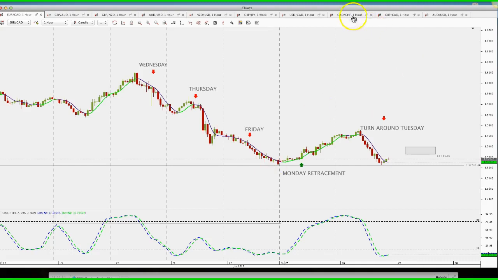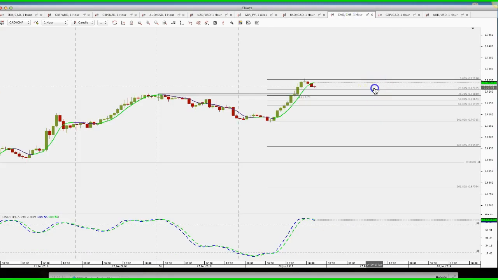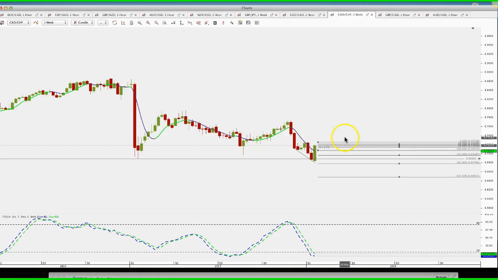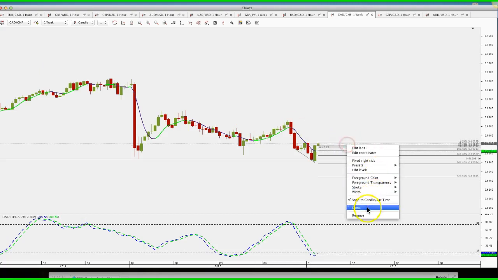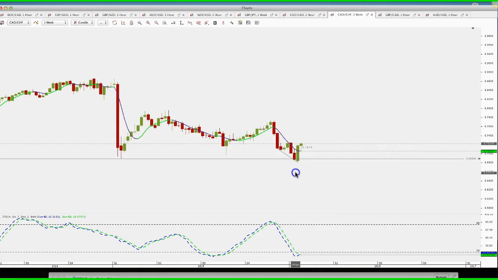Let's look at some other pairs. Canadian Swiss. Let's look at the weekly chart. This is what I do before I take a trade on the indicator. I look at the weekly chart and I notice that we have a bullish engulfing candle. The stochastics is oversold. It retraced and now it's back in an uptrend. So I know on the weekly chart we're in an uptrend.